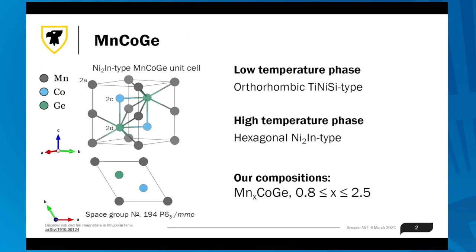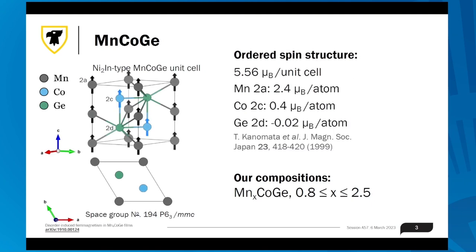So manganese cobalt germanide has two phases, a low temperature orthorhombic phase and a high temperature hexagonal phase. We observed both of these, but I'll be talking today about the hexagonal type. In the ordered structure, it has 5.56 Bohr magnetons per unit cell. Most of the moment is coming from the manganese atoms with 2.4 Bohr magnetons each, but there is a small moment on the cobalt 2C sites.